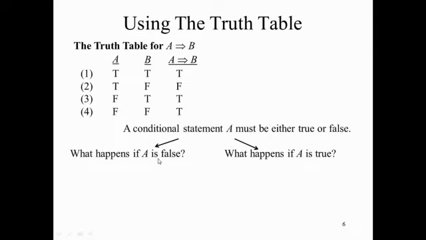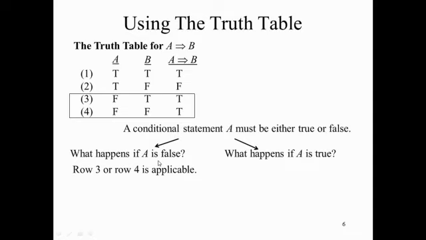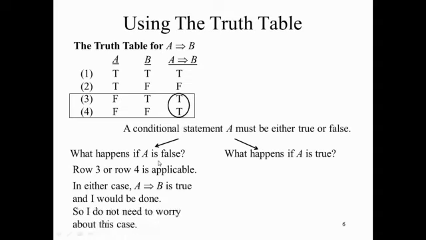So when A is false, can somebody tell me what row of the truth table is applicable? 3 and 4. And does everybody see that in either case, what happens to the truth of A implies B? True. It's true. And so therefore what that means is I don't have to worry about what happens if A is false, because if A is false, A implies B is true, and I'm finished.